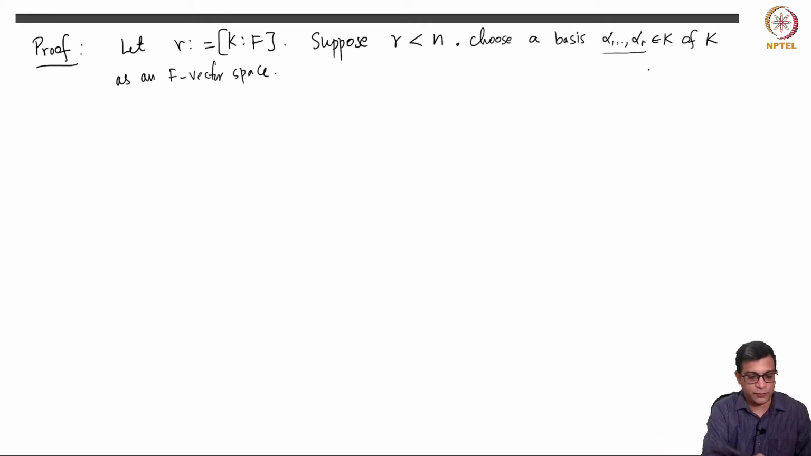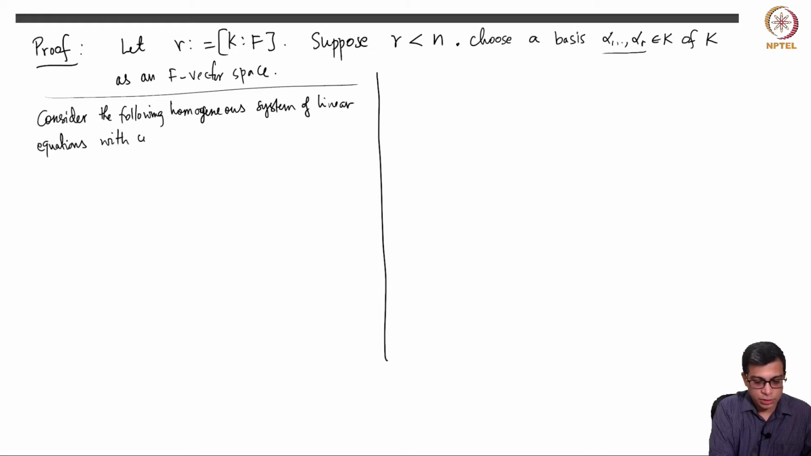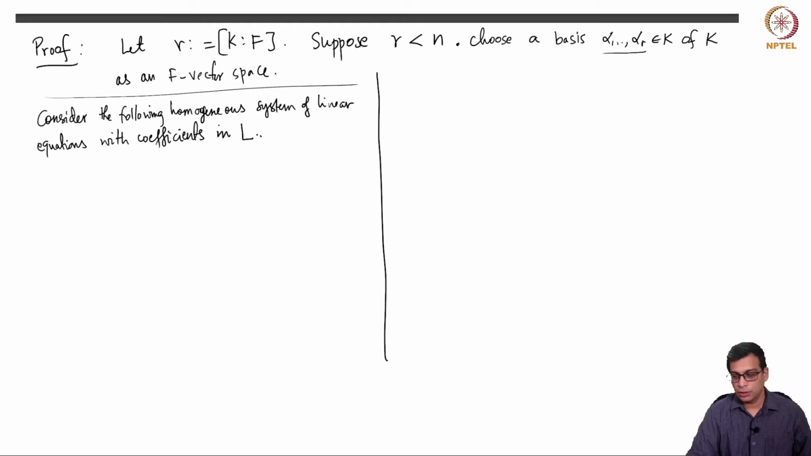Now, I am going to consider the following. So, I am going to split this into two parts. So, consider the following system of, it is a homogeneous system in fact, system of linear equations with coefficients in L. Okay, what is this system?